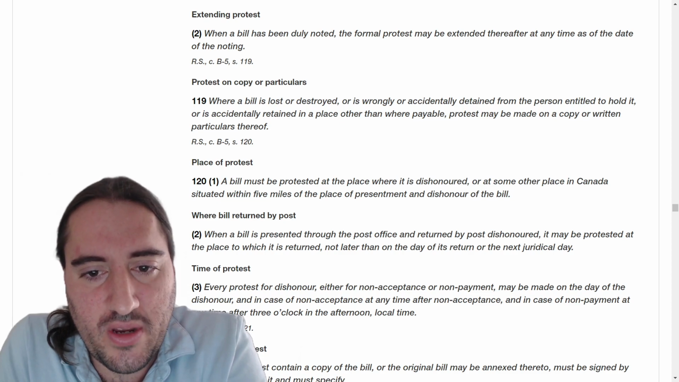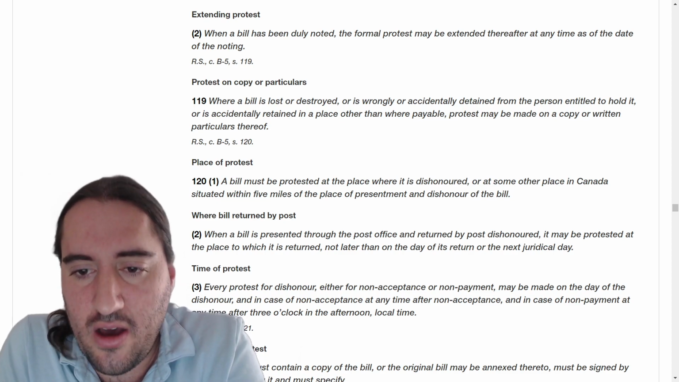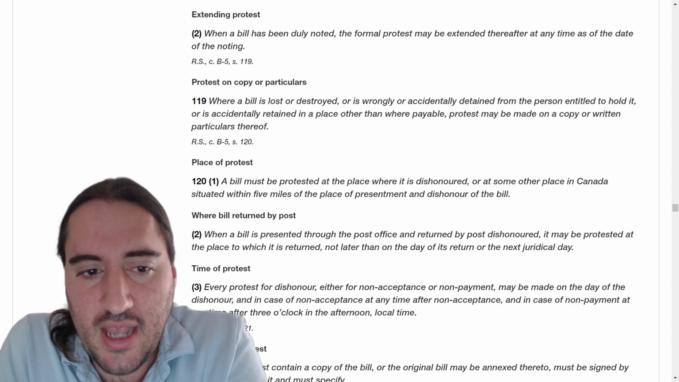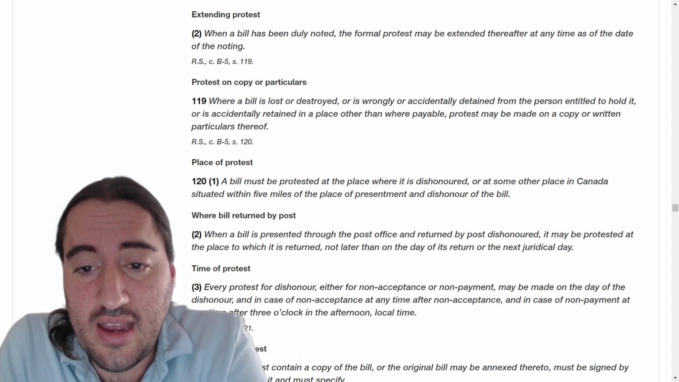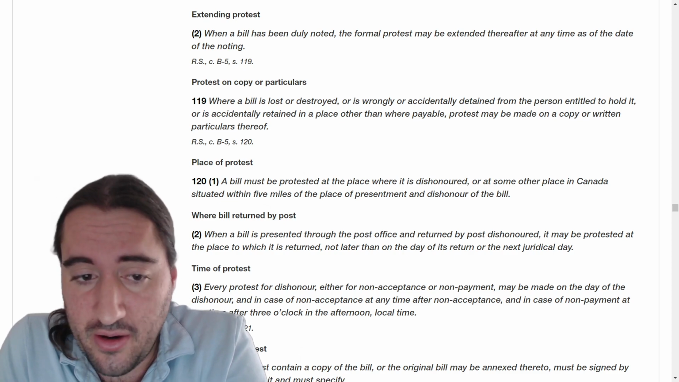Place of protest. A bill must be protested at the place where it is dishonored, or at some other place in Canada situated within 5 miles of the place of presentment and dishonor of the bill.